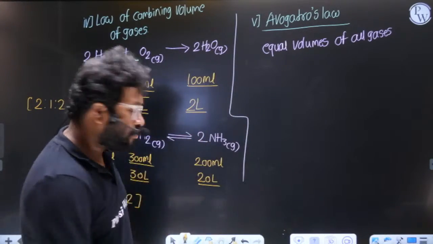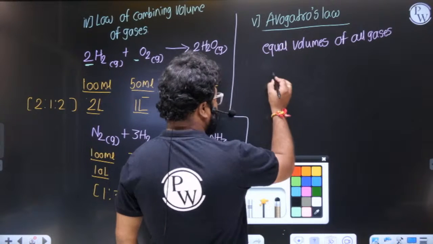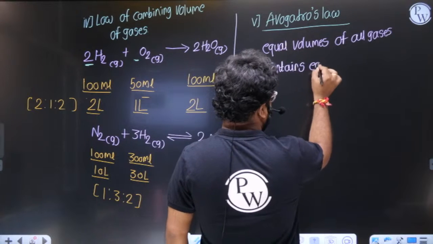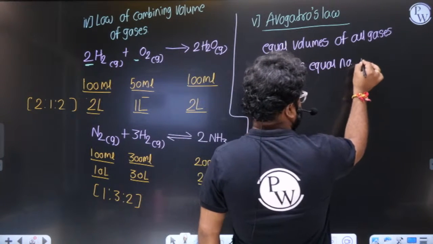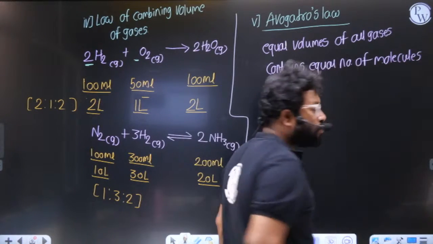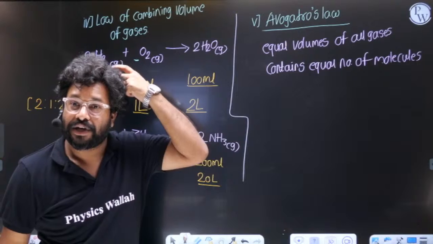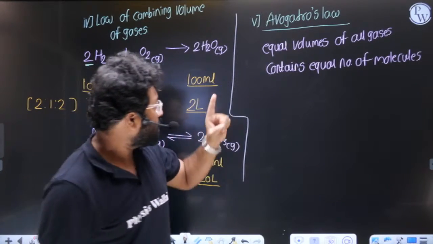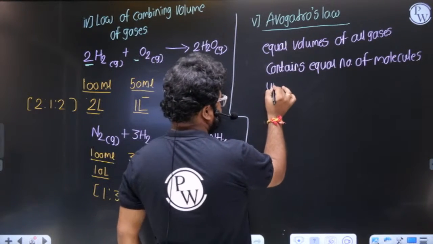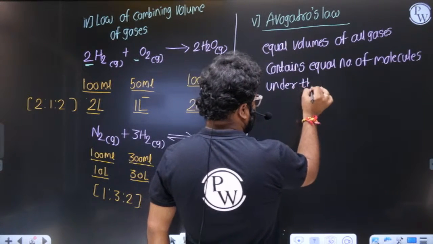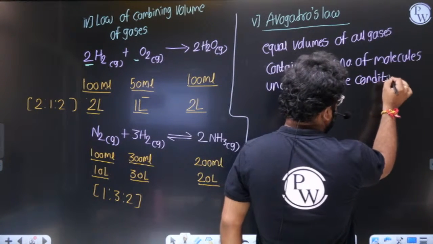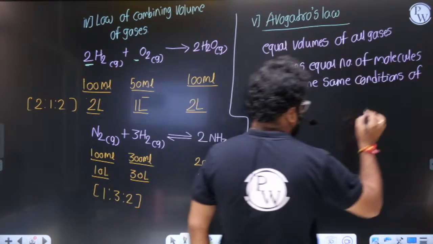Now look here. Equal volumes of all gases contain equal number of molecules. Now if you are having an equal number of molecules, that means you are also going to have an equal number of moles. So equal volumes of all gases contain equal number of molecules under the same conditions of temperature and pressure.